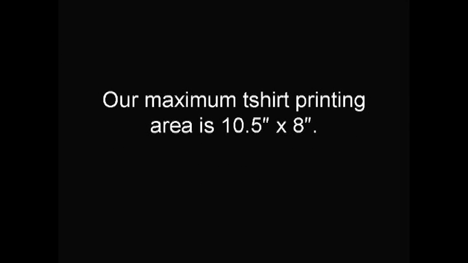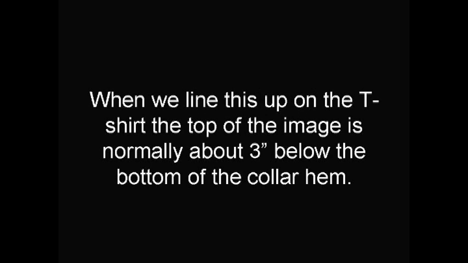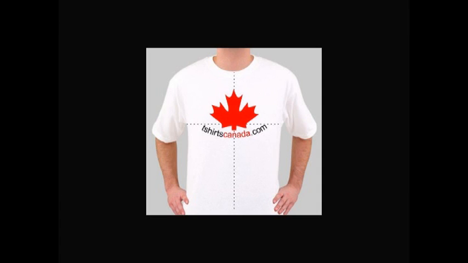T-shirt printing position across the chest. Our maximum t-shirt printing area is 10.5 inches by 8 inches. When we line this up on the t-shirt, the top of the image is normally about 3 inches below the bottom of the collar hem. This is determined by centering the image and also viewing where the line across the bottom of the sleeves would intersect. The image is centered so that the top 2/3 of the image is above that imaginary line and the bottom third is below. This is how your front image should be positioned.